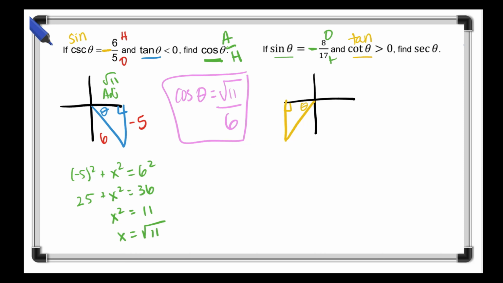Sine is O over H, so my opposite is negative 8 and 17. You do have a Pythagorean triple, so my side that is adjacent is going to be negative 15 because it's along the negative x. Now we try to figure out what secant is. Secant is the reciprocal of cosine, so that is, again, h over a. So the secant of theta is going to be my hypotenuse, which is 17, over my adjacent, which is negative 15.